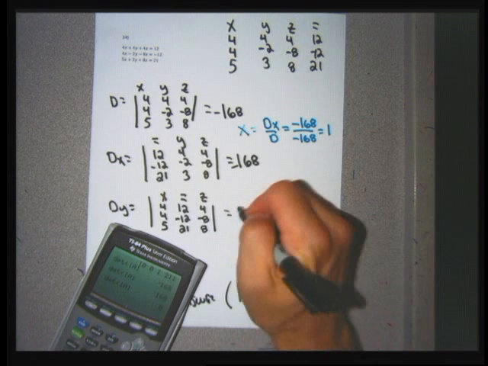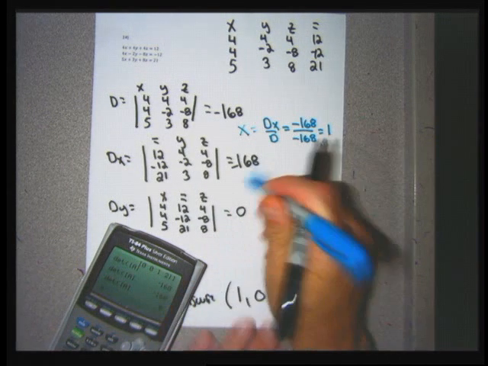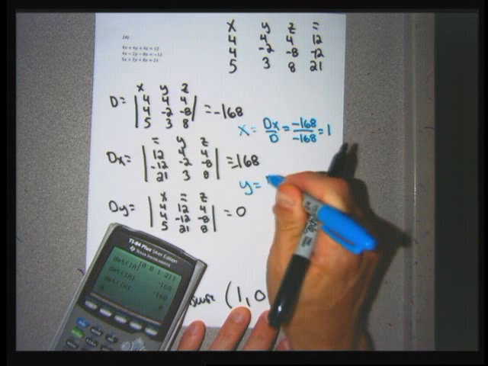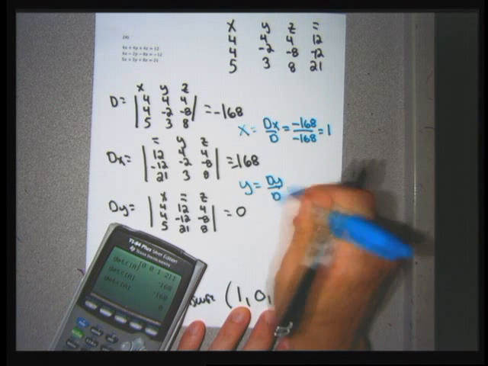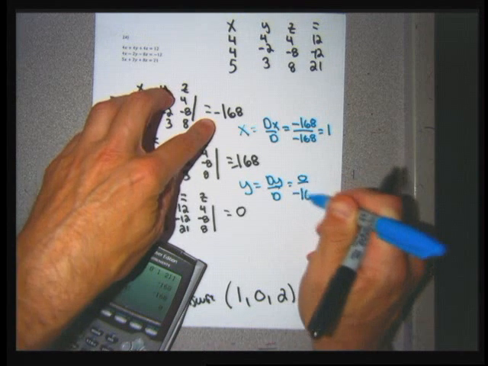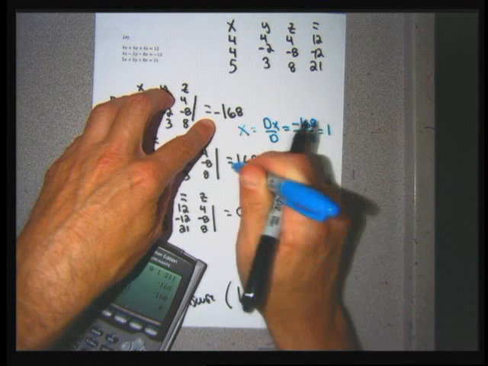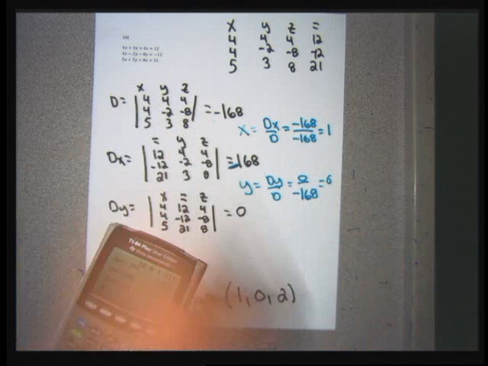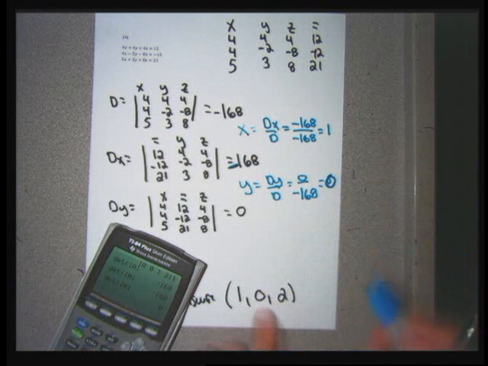I get 0 for the d sub y, which is good, because y is d sub y over d, which is 0 over negative 168. Anything over 0 is 0. This negative really is not standing out there. And so this gives me the 0 for the y.